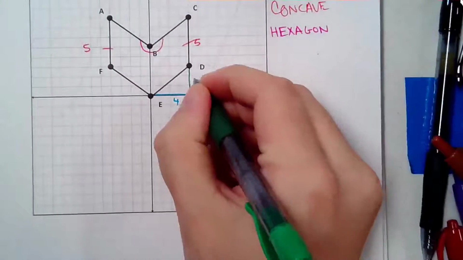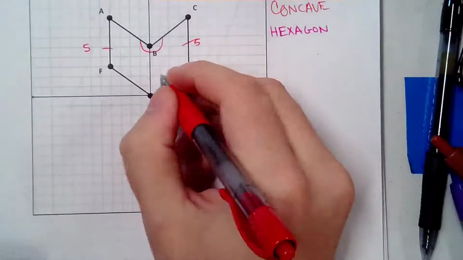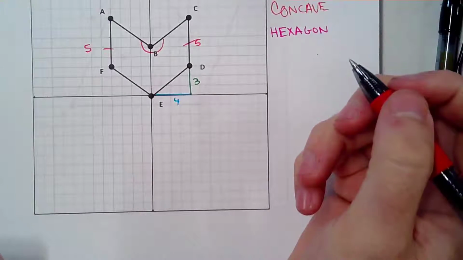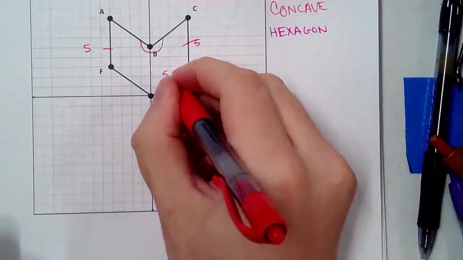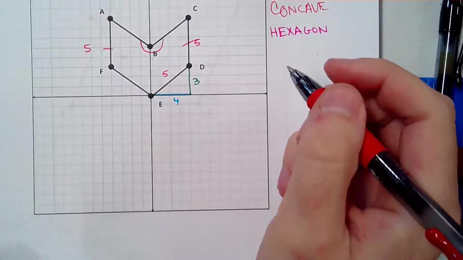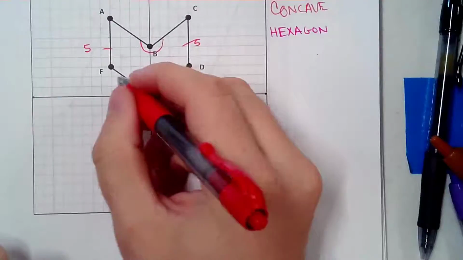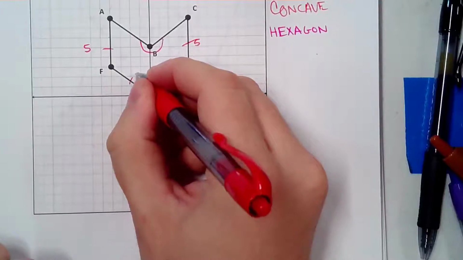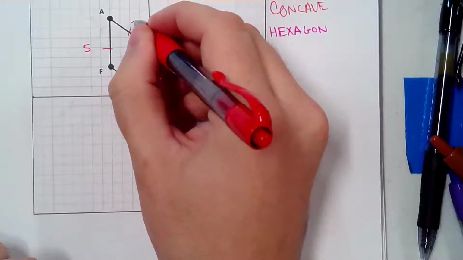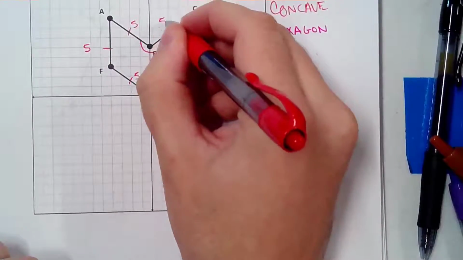Okay, so that's 4. That's 3. So what's our hypotenuse? It's a 3, 4, 5, right? 3 squared is 9. 4 squared is 16. Add them together, we get 25. Root it, we get 5. This is also a 3, 4 over here, so that's a 5. This is also a 4, 3, so that's a 5. That's also a 4, 3, so that's a 5.